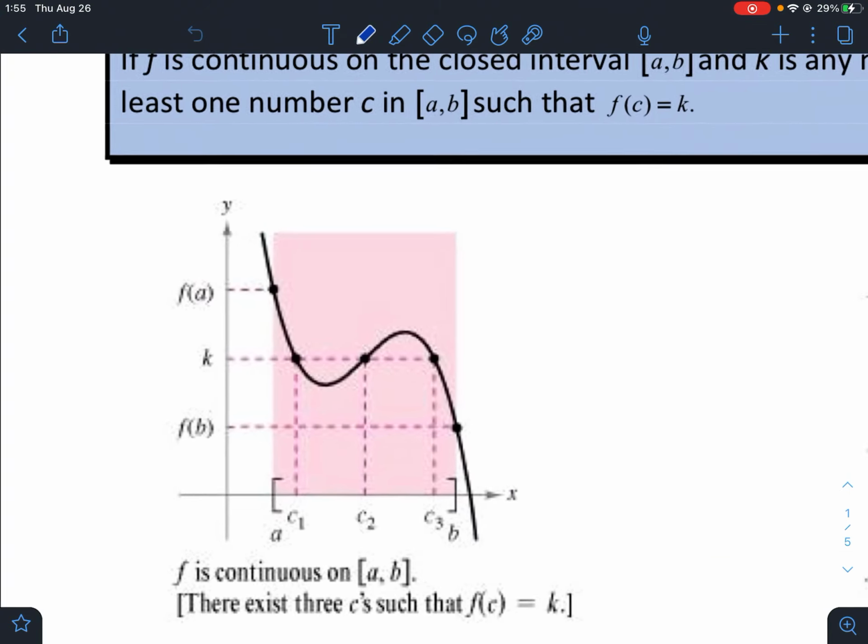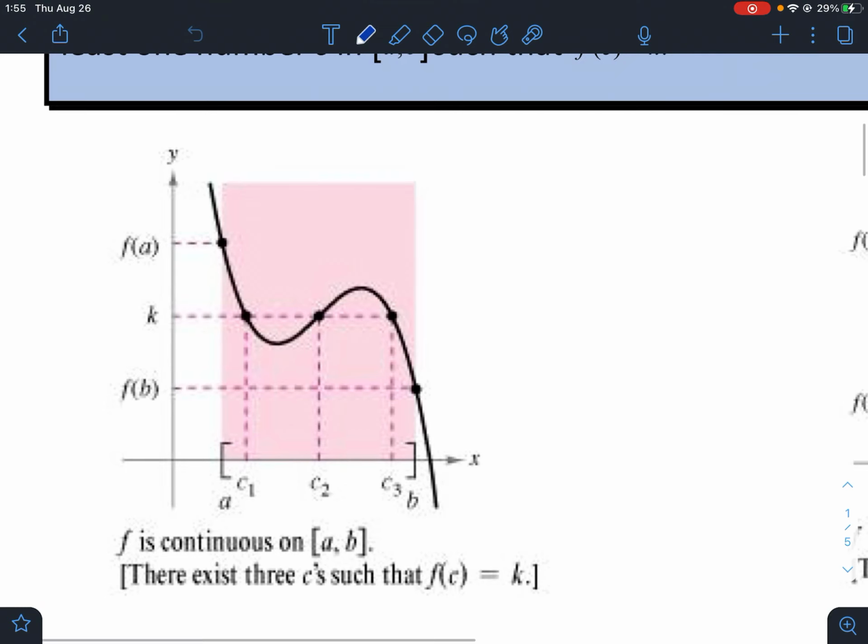What does that mean? Let's take a look here. Here we have a picture of a continuous function on this interval, and we're going to take some number k that is between f of a and f of b. Whatever this number k is, it is impossible for the function to skip over k. It must hit that k value at least once. Now, in this picture, it hits it 1, 2, 3 times on its way to b, f of b. But all it has to do is hit it once. That's it. And that's the intermediate value theorem.